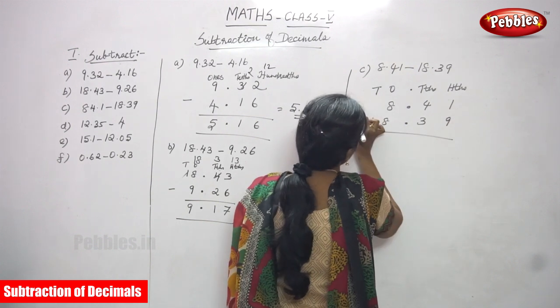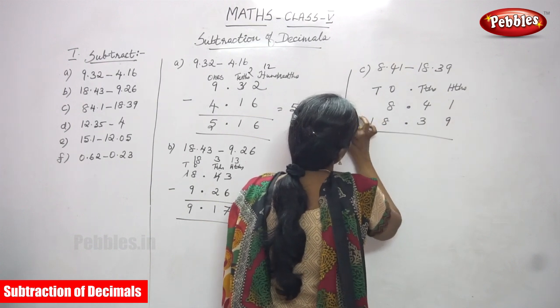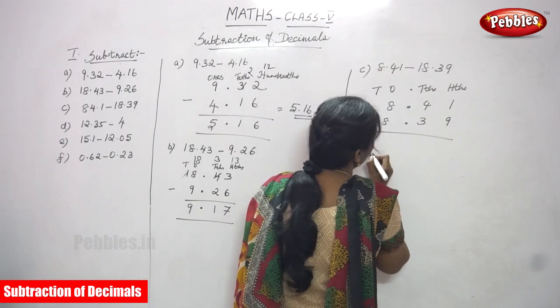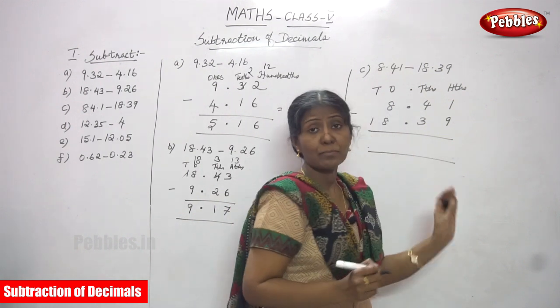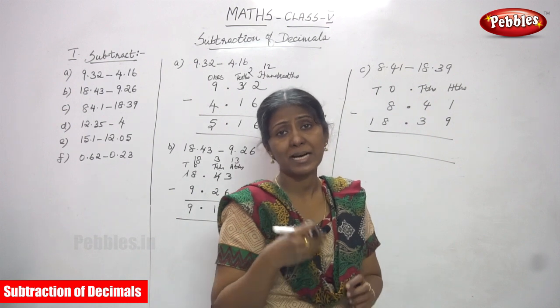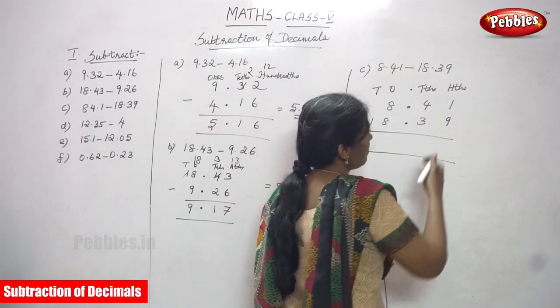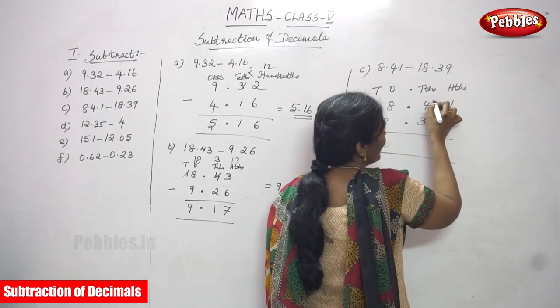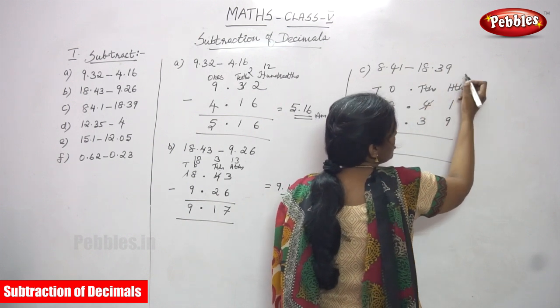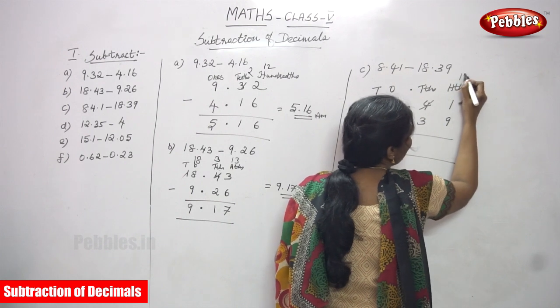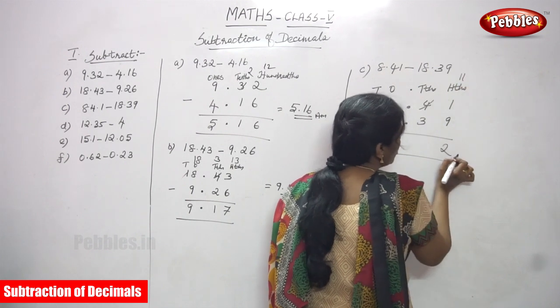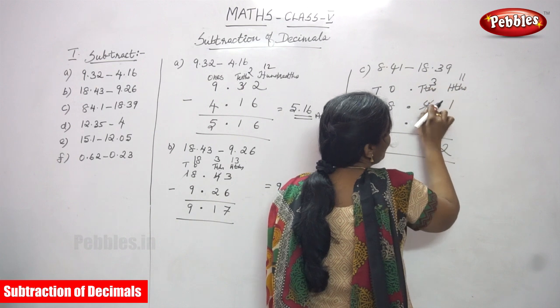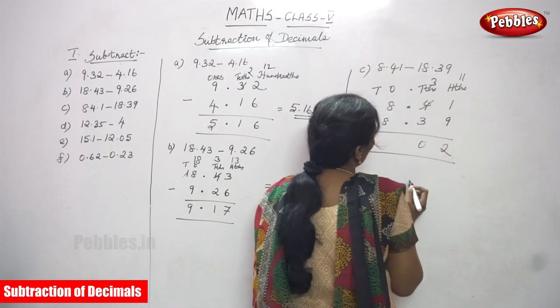So you have to subtract. After you write the numbers according to the place value, you start subtraction. 1 minus 9 you can't subtract because 1 is a smaller number, so you borrow from the tenths. So this 1 becomes 11. 11 minus 9, 2. This 4 becomes 3.